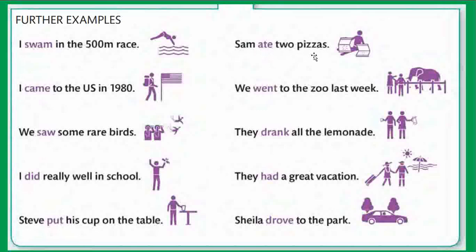Sam ate two pizzas. Ate is past tense, simple past over here. We went to the zoo last week. We went is simple past. They drank all the lemonade. They drank is simple past. They had a great vacation. They had is simple past. Sheila drove to the park. Sheila drove is simple past. Now I mentioned it along with the subject. It is usually the verb that you can underline and mention as the verb in the simple past tense.